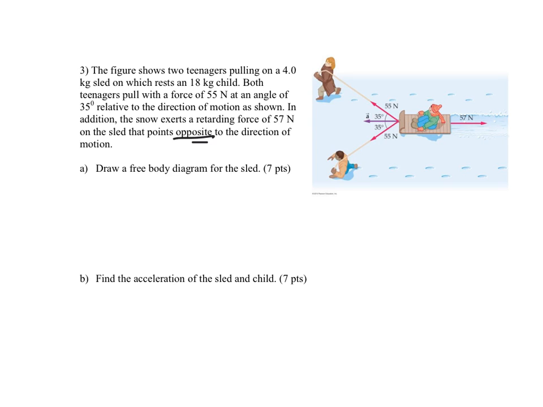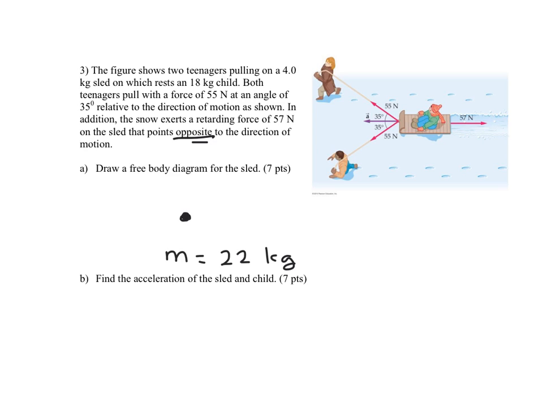Now, part A says draw a free body diagram. Now, we're going to look at it from the top view. So the top view, you have an object. What is this object? It's a point. We represent it as a point. The object would be the 18-kilogram child plus the 4-kilogram sled. So the total mass actually is 18 plus 4, 22 kilograms.